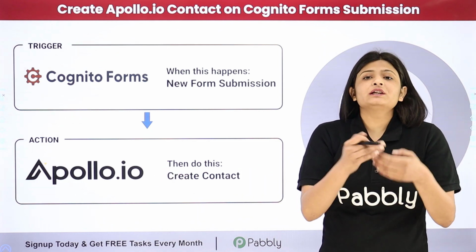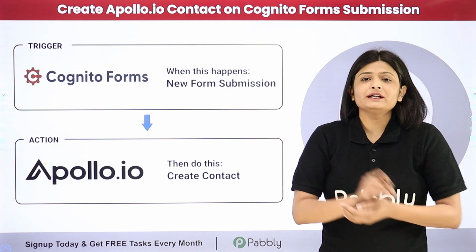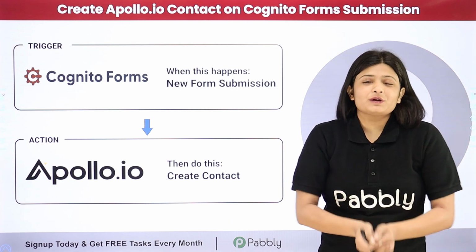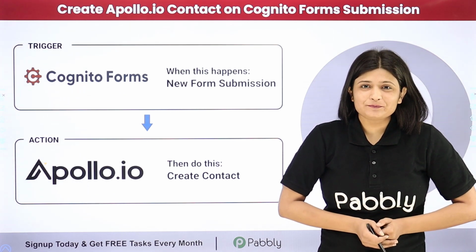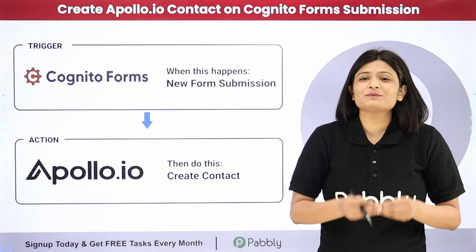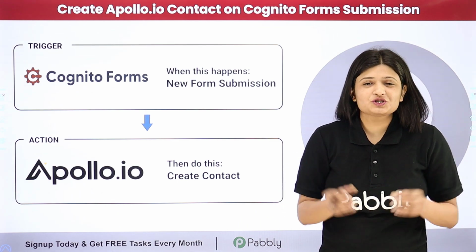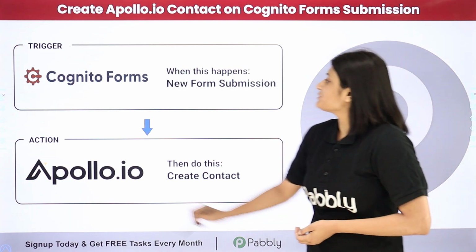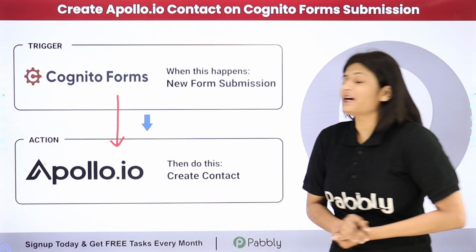Now doing this manually will be a very tedious and time consuming task, so I am going to automate this entire process, and to do this automation I am going to use Pabbly Connect. Pabbly Connect is an amazing automation and integration software which requires no coding or programming skills. Here I just need to build a connection between Cognito Forms and Apollo.io.